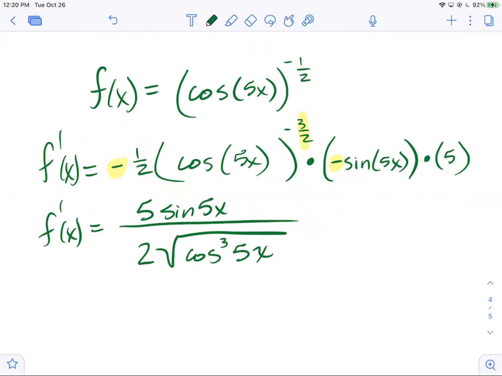The cubed? Absolutely. Yeah. You can leave it like that if you'd like. Okay.